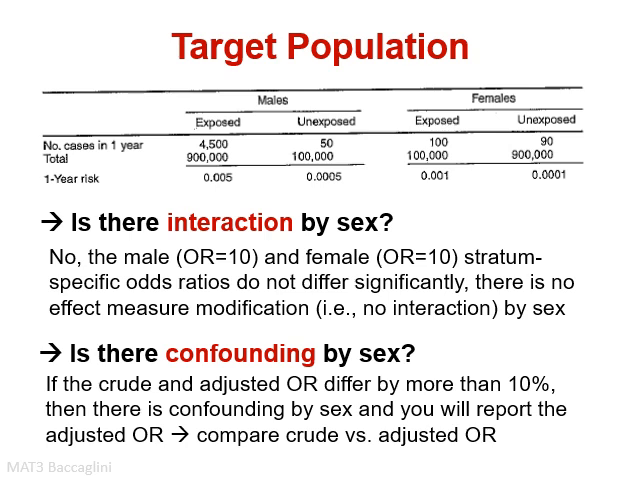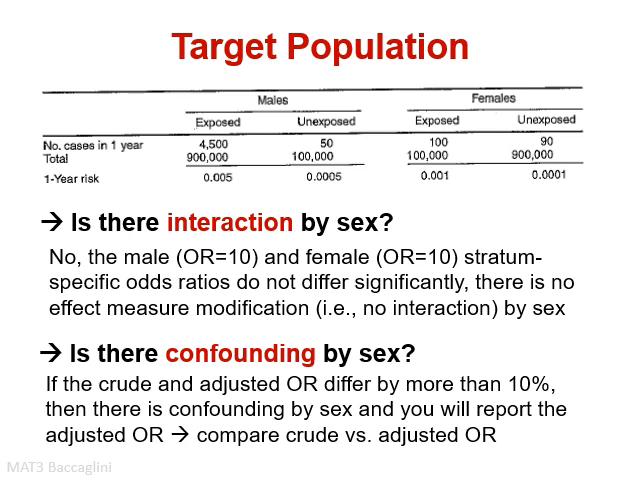So we know there is no interaction by sex because the odds ratio for males is 10 and females is 10. So these two stratum-specific odds ratios, when we are comparing them, they are not different. So we do not have interaction or effect measure modification by sex. So we can move on and look at confounding.